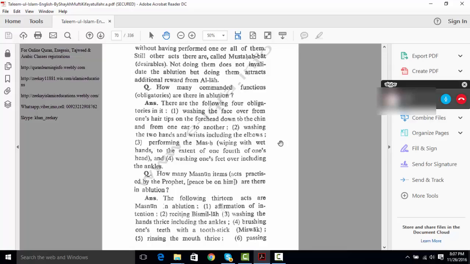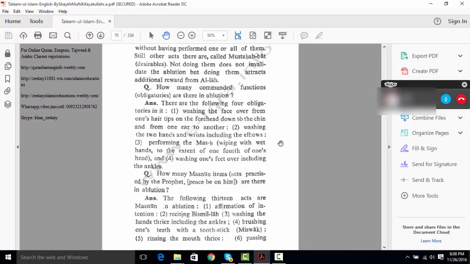It's wiping your hands on your head. On your head? Yes. Massa of the head is obligatory, understand? Commanded function. And one thing more, you should tell these things in sequence, right? Washing your feet is number four, okay?